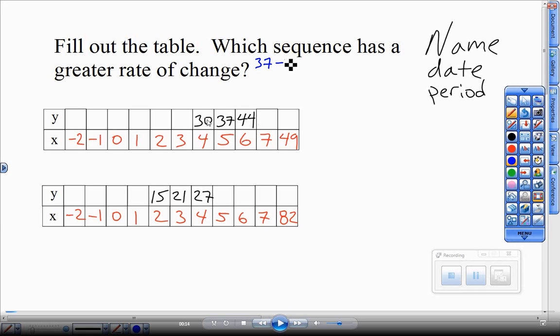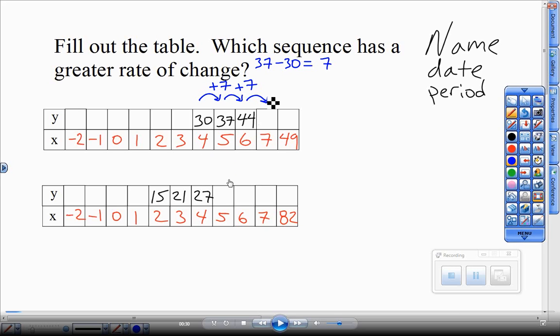A lot of you can just see this. Some of you might need to take 37 minus 30 to find out how much it's going up. That's always a way to do it. So that will show you it's going up by 7. So that is how much each of these top numbers for Y are going up by each time, going up by 7 plus 7 plus 7. My numbers on the bottom for X, these are just going up by 1. So I'm not going to worry about these yet.